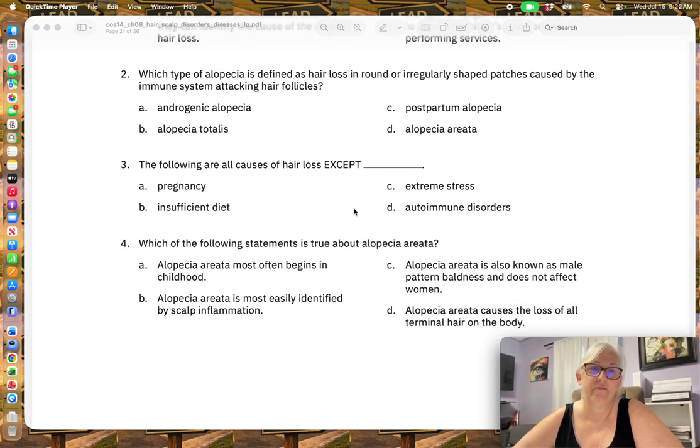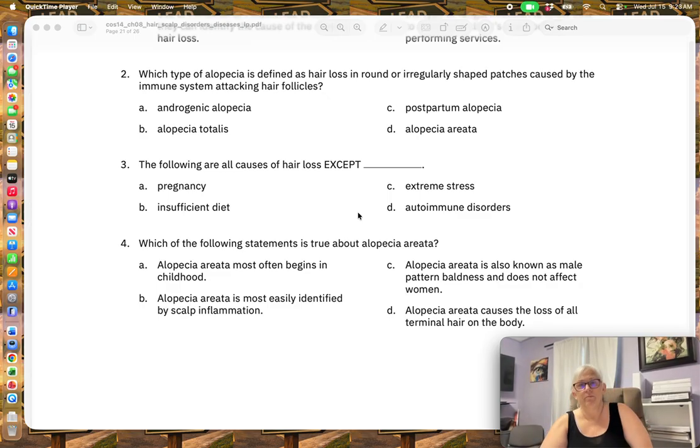Number 3, the following are all causes of hair loss except, love that word. So what are some reasons why you would lose your hair? Pregnancy, sure. Insufficient diet, absolutely. Extreme stress, we're going to talk about that. Autoimmune disorders, that is true. So the following are all causes of hair loss except extreme stress. That is what the book is going to tell you.